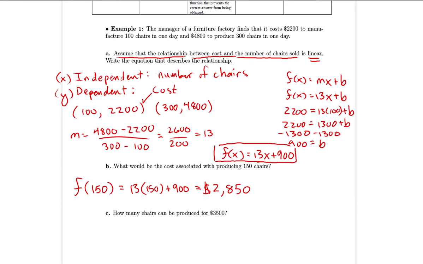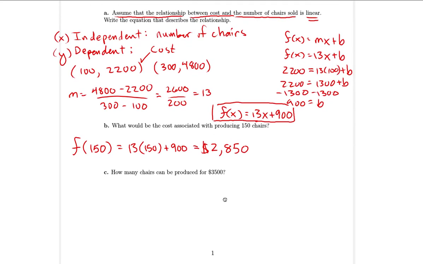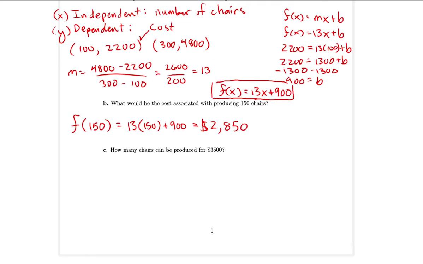All right, and then part C: how many chairs can be produced for $3,500? So that's asking a different question, right? It's saying, I know how much money I can spend to produce chairs this day, so how many chairs can I make with that amount of money? In this case, 3,500 is standing in for f of x, and we're solving for x.